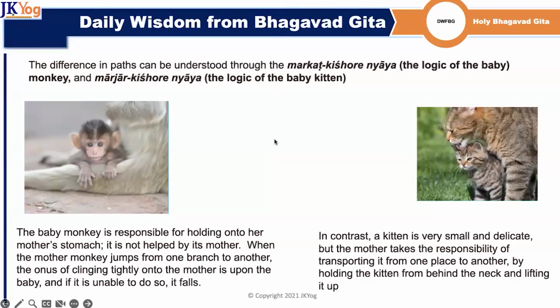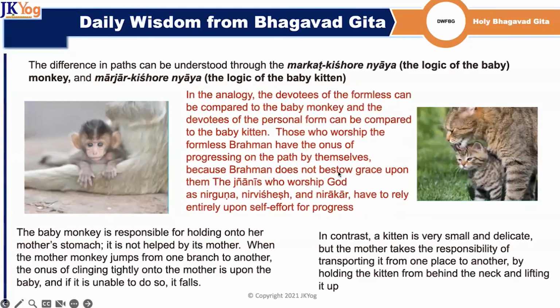So this particular analogy is called the Markat Kishore Nyaya and Marjar Kishore Nyaya. Markat basically is the monkey and Marjar is the cat. So what it explains is that devotees of the formless can be compared to the baby monkey, and the devotees of the personal form can be compared to the baby kitten. Those who worship formless Brahman have the onus of progressing on the path by themselves because Brahman does not bestow grace upon them. The Jnanis also worship God as Nirgun, Nirvishesh, Nirakar, and have to rely entirely on self-effort for the progress. Now, self-effort, nobody is absolving us from self-effort on this path.